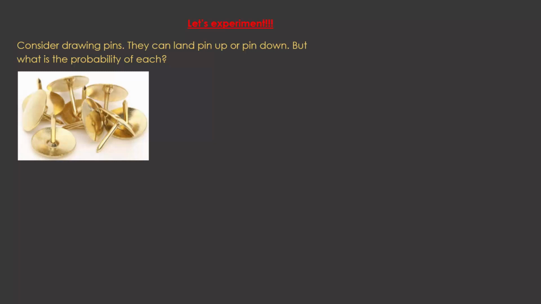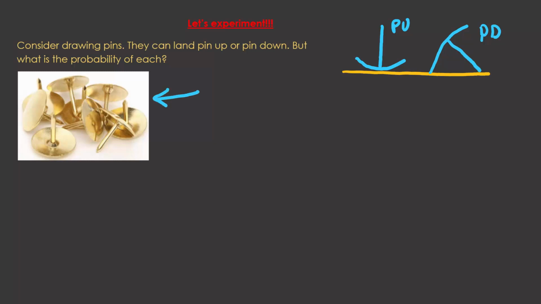Now, we mentioned drawing pins in the introduction to this section. They can land pin up or pin down. So if this is our surface here, a drawing pin can land this way, pin up, or this way, which is pin down. So pin up or pin down. There's no symmetry that's going to enable you to theoretically work out that probability. So let's experiment. Let's get some drawing pins and do this type of thing with them.